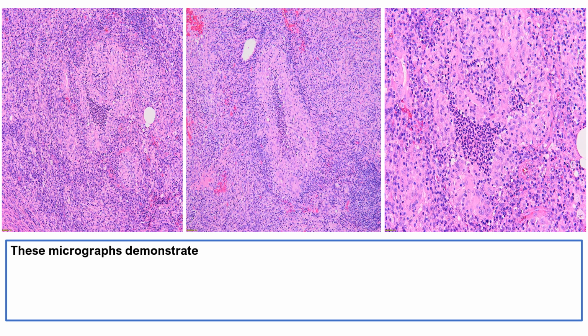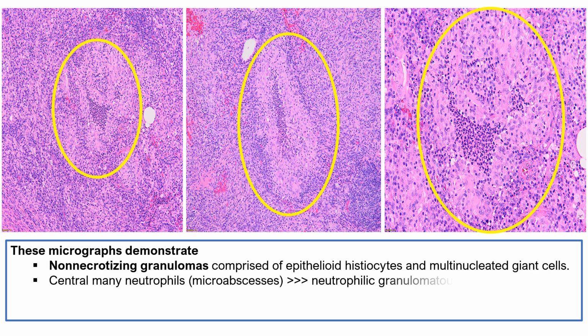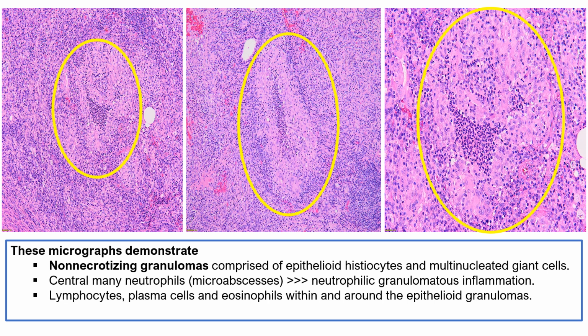These micrographs demonstrate non-necrotizing granulomas comprised of epithelioid histiocytes and multinucleated giant cells, central many neutrophils, microabscesses, neutrophilic granulomatous inflammation, lymphocytes, plasma cells, and eosinophils within and around the epithelioid granulomas, lipid vacuoles.